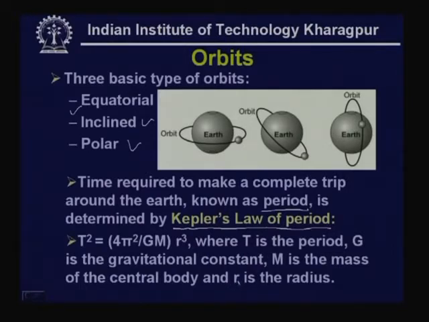You see, this radius is different from the altitude from the surface of the earth. So, sometimes the radius of the orbit is given, sometimes the altitude is given, and we have to understand the difference between the altitude and the radius. Obviously, the altitude will be less than the radius.